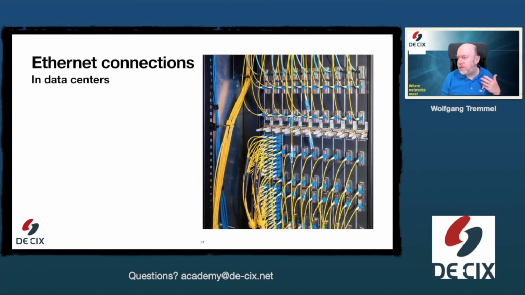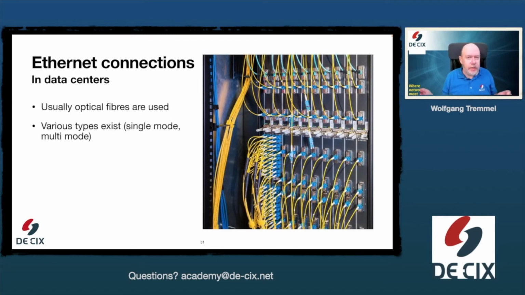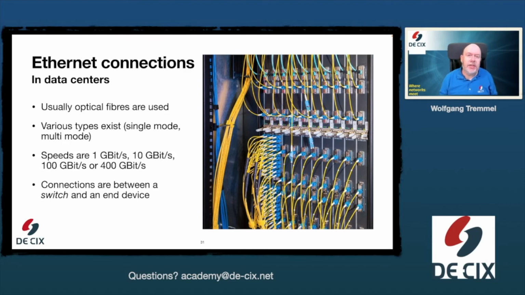Today in a modern data center, usually optical fibers are used. And there are different kinds of fibers called single mode, called multi-mode, but they all have in common that light is used to transmit Ethernet frames. Speeds of modern Ethernet are 1 gigabit per second, 10 gigabit per second, and up to 400 gigabit per second. Remember, it started with 10 megabit per second. And the connections in Ethernet today are between a switch and an end device. I'm talking about switches later.